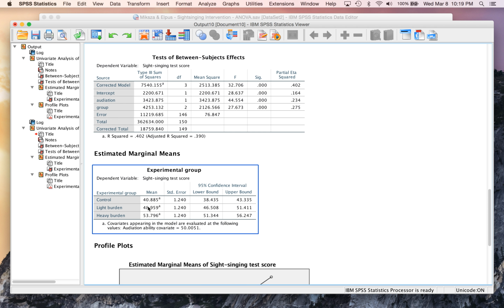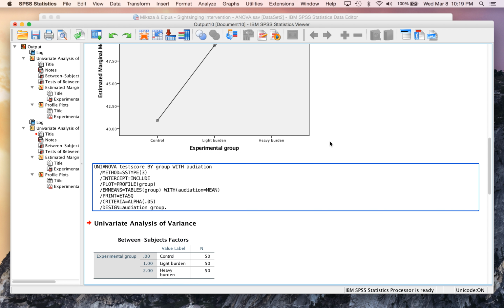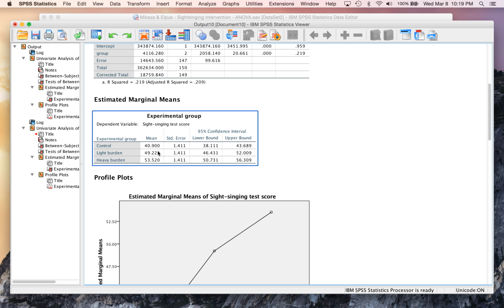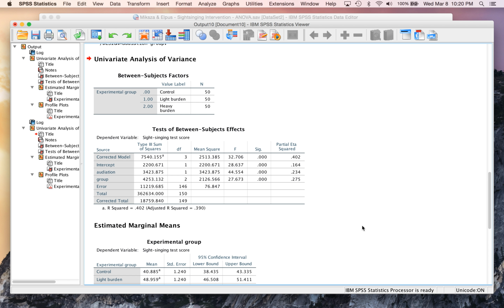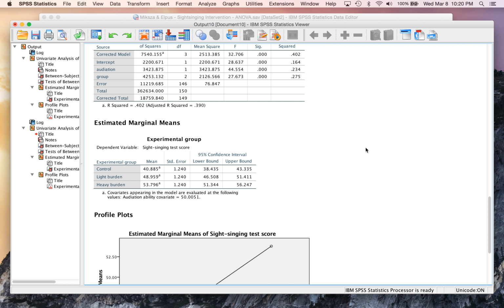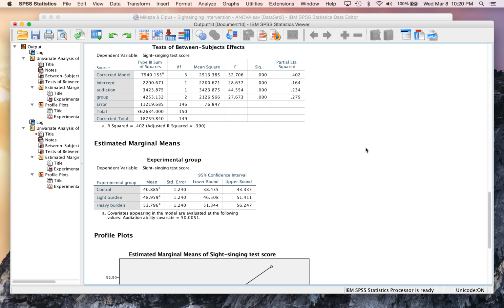And then lastly, let's take a look at how different these means are from their arithmetic averages. In other words, how much of an effect the audiation ability adjusting the means actually had. And so we have 40, 48, 53. If we look up here, notice there's no more superscripts, they're not adjusted by the covariate. We have 40, 49, and 53. So those are fairly similar. We're not talking about large gross adjustments of numerical values there.